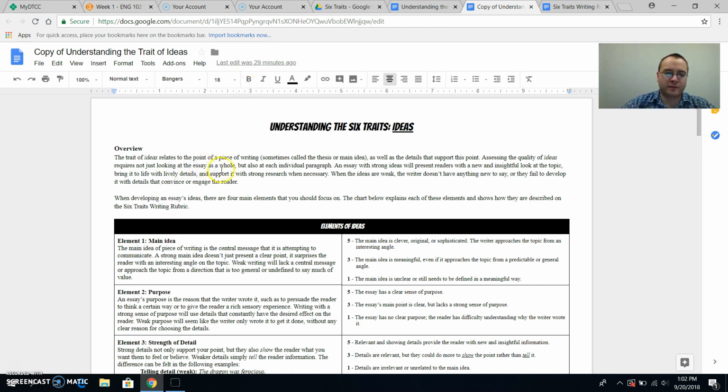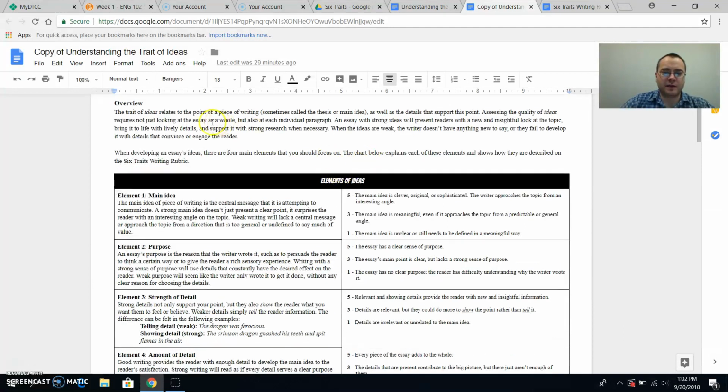So here, for example, I won't read you the whole thing, but you can see the trait of ideas relates to the point of a piece of writing, sometimes called the thesis or main idea, as well as the details that support this point. Okay? Down here, when the ideas are weak, the writer doesn't have anything new to say, or they fail to develop it with details that convince or engage the reader. So you get an overview of what the trait is all about, and then when developing an essay's ideas, there are 4 main elements that you should focus on.